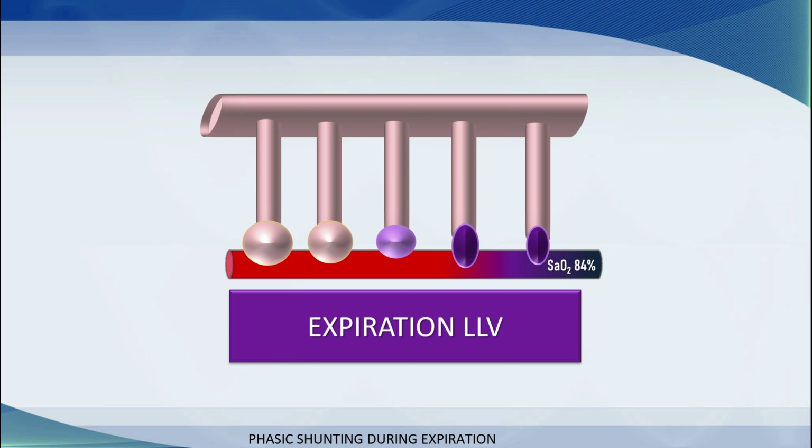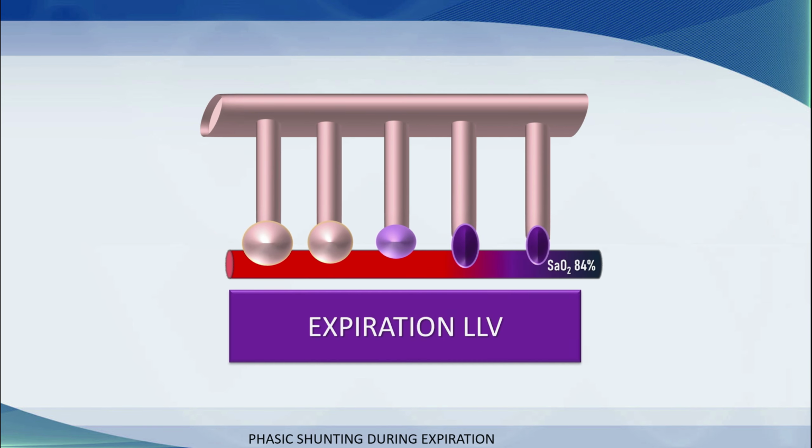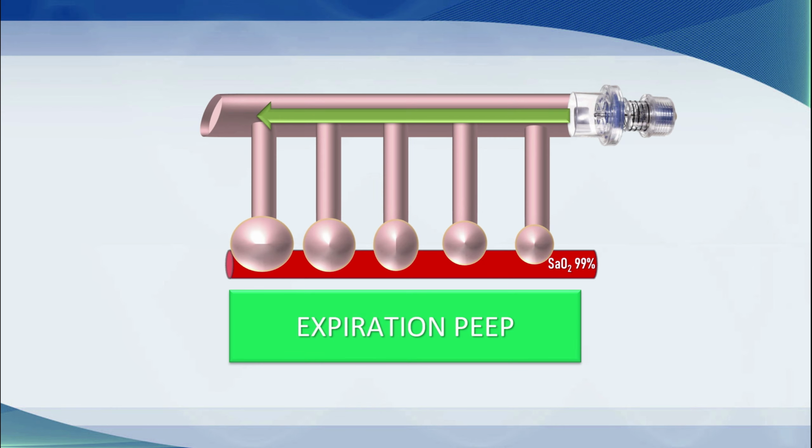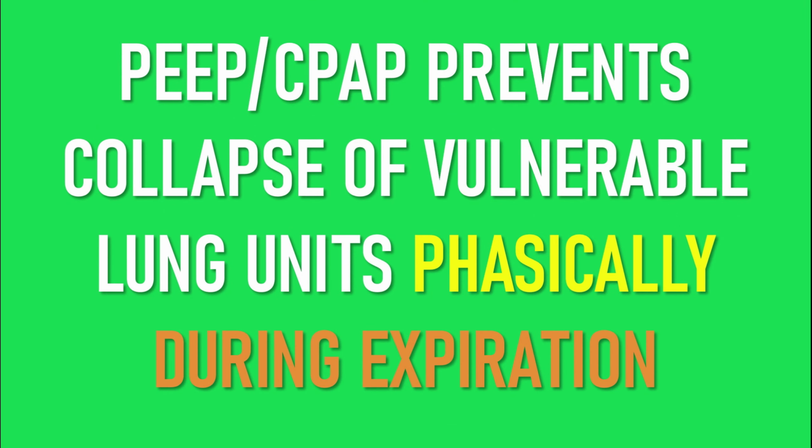So this is what I really want you to understand from this section, the tremendous impact PEEP has on vulnerable lung units. When PEEP is applied at end expiration, those lung units that would normally become very small or collapse or close or just have bad ventilation perfusion improve. Expiration without PEEP, expiration with PEEP. That's one of the real benefits of PEEP. So PEEP or CPAP prevents collapse of vulnerable lung units phasically during expiration.